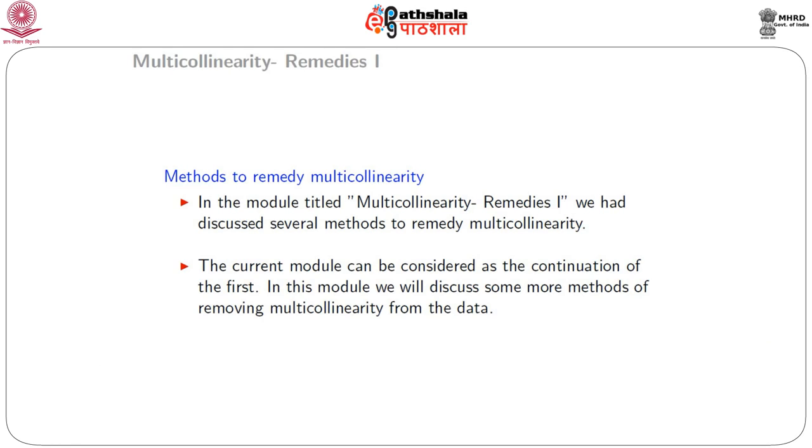In the previous module titled Multicollinearity Remedies 1, we had discussed several methods to remedy multicollinearity. We had also looked at one of the more important methods, which is the principal component regression. This method is widely used by statisticians to remove multicollinearity from a data set. The current module can be considered as a continuation of the first. In this module again, we will discuss some more methods of removing multicollinearity from a data set.